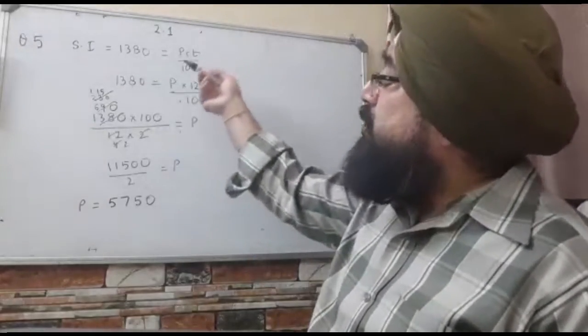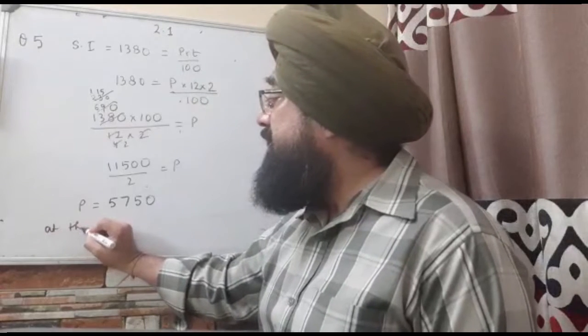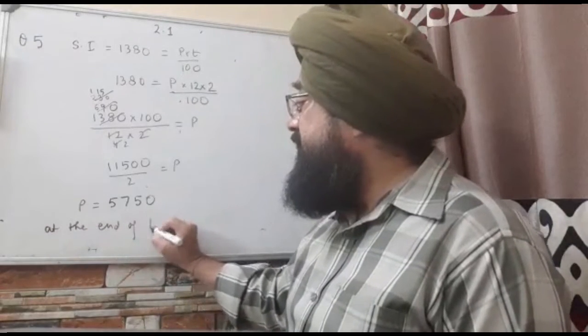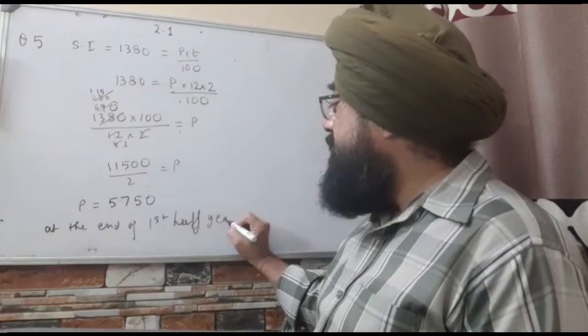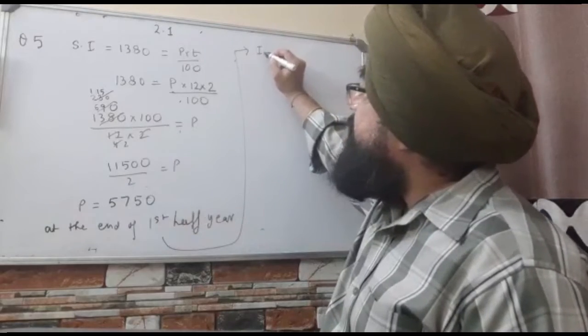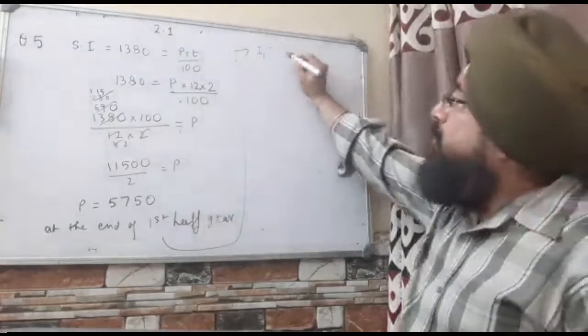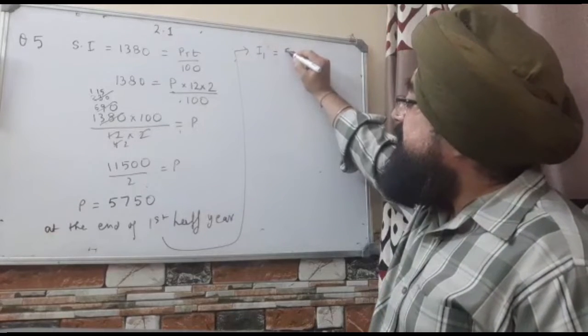That is, the rate is 12% per annum. So very clearly, at the end of the first half year, he is getting an interest I1. So what must that be? That must be equal to PRT upon 100. P is 5750.